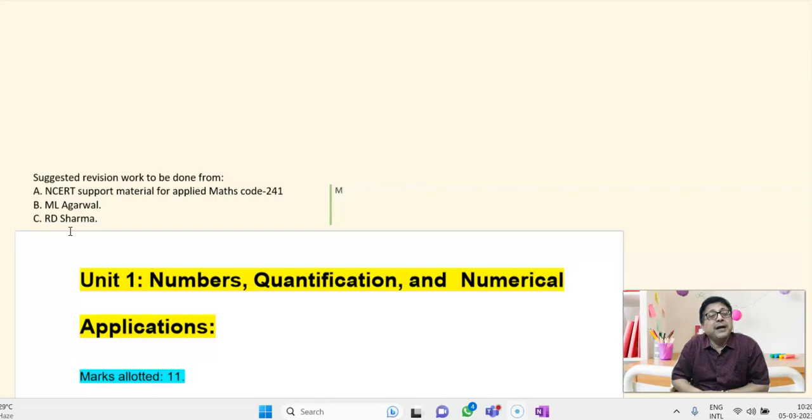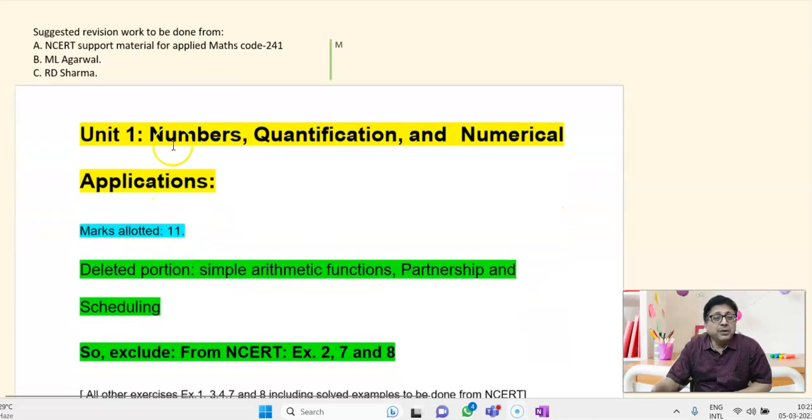And then you revise selected sums from any one of these two books, or some of you, if you have done from other books or both the books, it doesn't matter. If you have practiced already from R.D. Sharma or M.L. Agarwal or from both, no problem, you revise it again. But during revision time, you will be selecting sums from there. Here, throughout the session, I will help you with what sums and what exercises you are going to cover in your revision time. So let us start with unit 1 without wasting time.